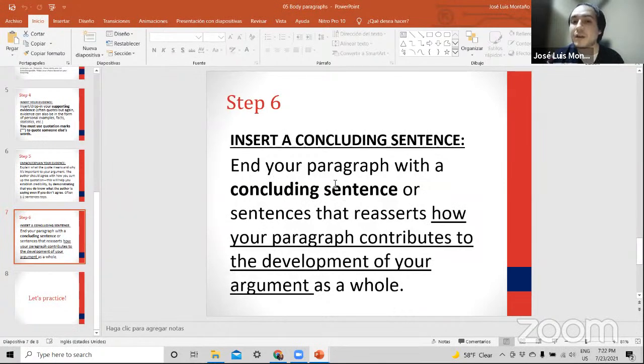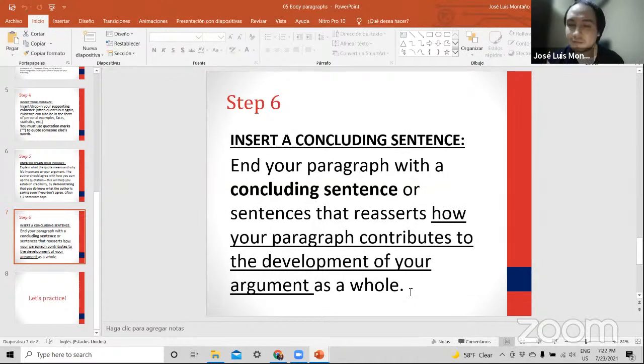End your paragraph with a concluding sentence or sentences that reasserts how your paragraph contributes to the development of your argument as a whole. So usually the concluding sentence in your body paragraph is saying, right, that's why I believe it's important to talk about this because of that. But I think yours fits perfectly over there.